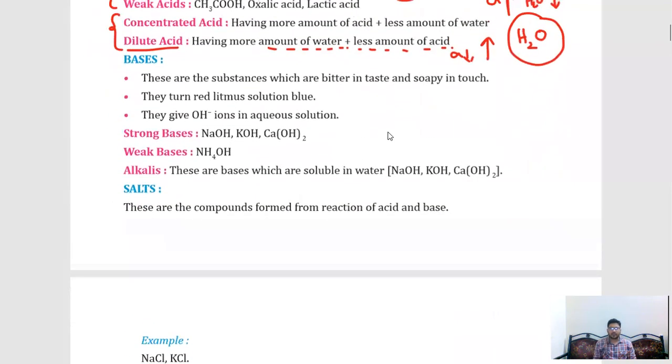And the next one is base. What is meant by base? Bases are substances which are bitter in taste and soapy to touch. If you taste that base, it will be bitter, and if you touch it, it will be soapy.